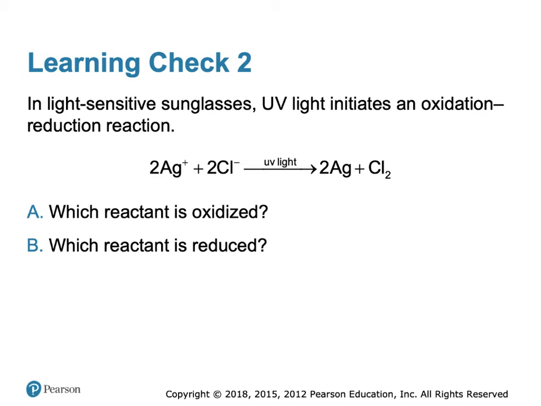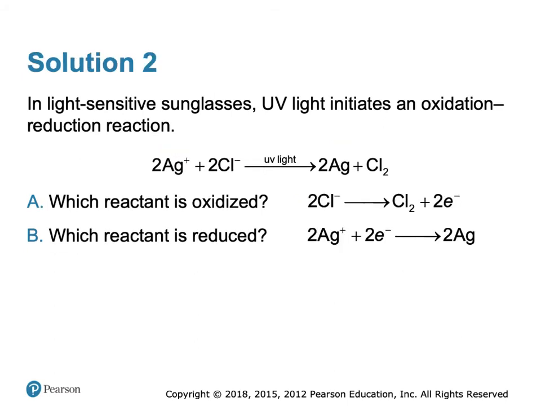You should see that silver is going from +1 to a charge of 0. So silver is gaining electrons. So silver is reduced. Chlorine is going from 1- to 0. So chlorine is losing electrons. So chlorine is oxidized. Cl- is oxidized. All right, so again, Cl- is oxidized. It loses 2 electrons, whereas silver ions are reduced to form neutral silver.